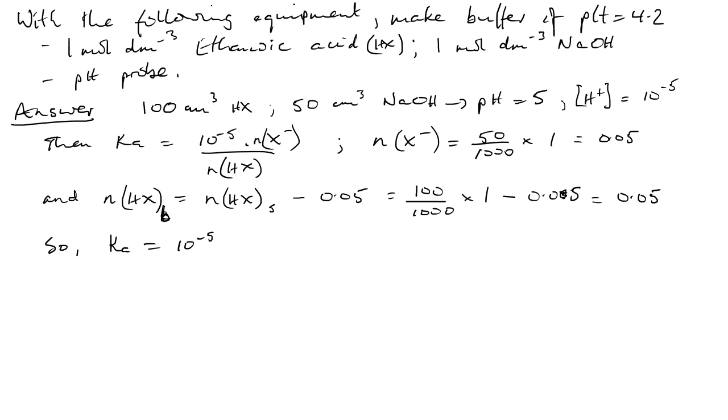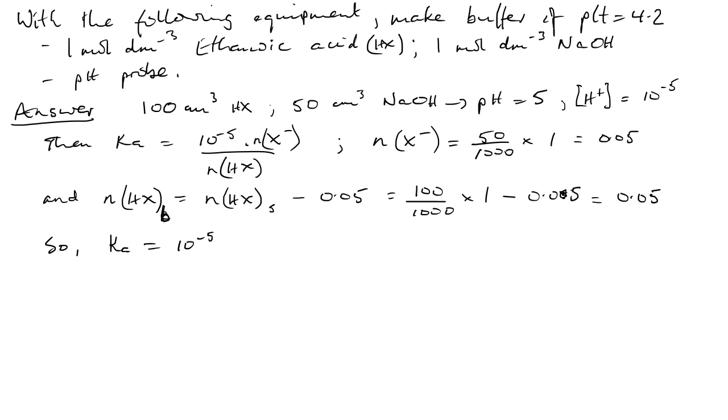That's good, but we're not finished. We have to now make this buffer with a pH of 4.2. How are we going to do that? We have to decide how much ethanoic acid and how much sodium hydroxide to dunk in together. That's two variables, so why don't we turn it into one variable by saying we're just going to chuck in 100 cm cubed of ethanoic acid, and then we only need to work out how much sodium hydroxide.